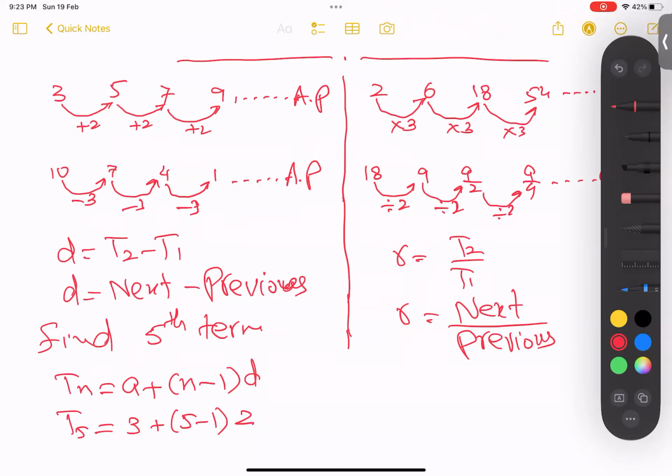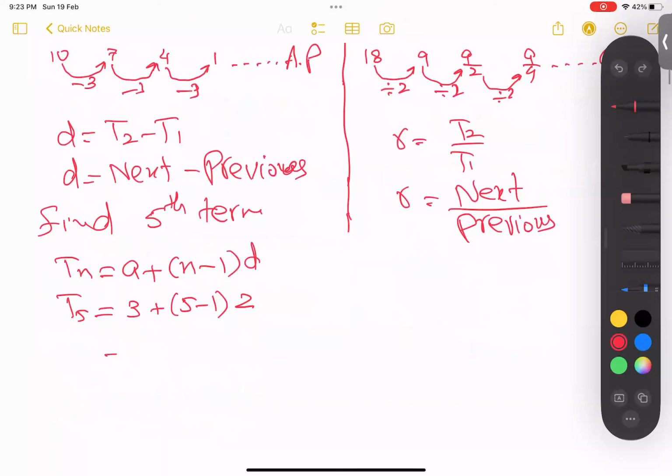Make sure, please. I know that if I add 2 to 9, I get 11. And look here: 5 minus 1 is 4, 4 twos are 8, and 8 plus 3, Mabrook, is 11. Look, you got the same answer as what I was discussing.